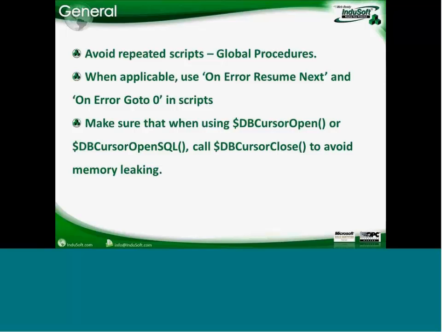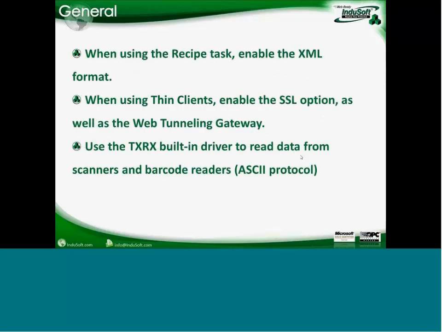You can use On Error Resume Next and On Error GoTo 0, and any script between those two statements will be protected against errors. So even if you have division by zeros or try to instantiate objects that do not exist, the script will not stop there. It will keep going, and you can treat the error gracefully. If you use the database functions to query data from the database, make sure you call the DB cursor close to release this information from the memory after you are done with the data.